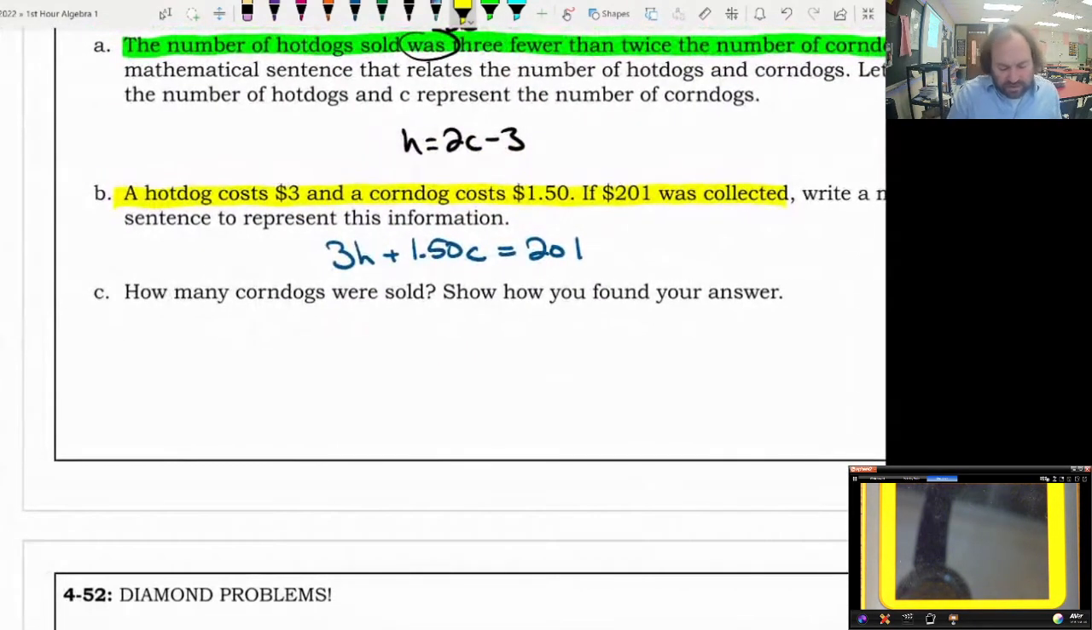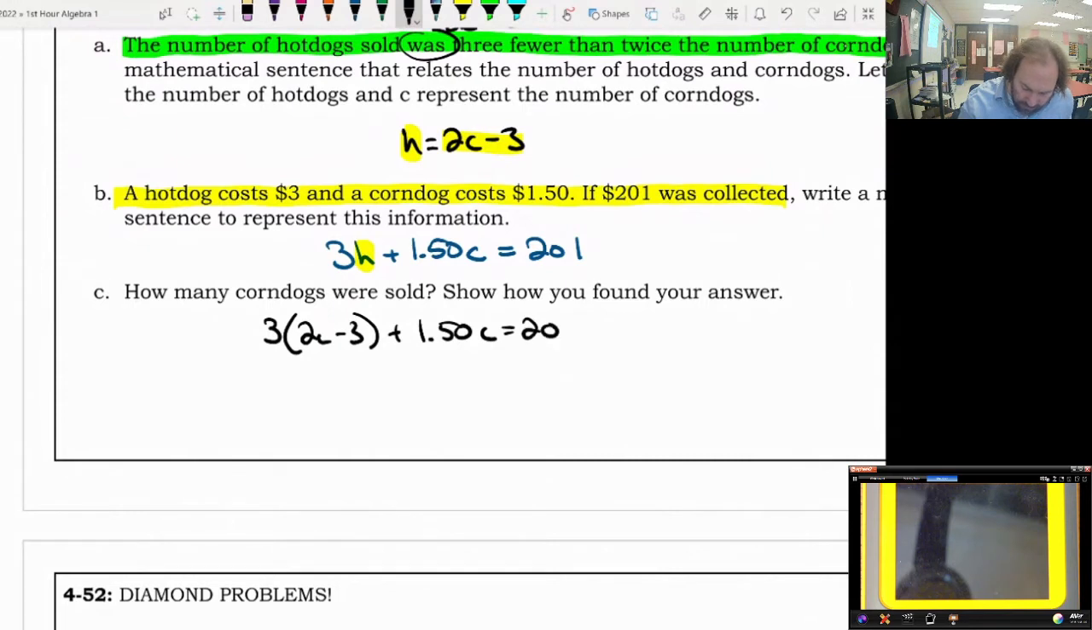Well, now we actually need to solve the equation, or solve the system. And for that, we're going to use substitution because I noticed that the top equation is H equals 2C minus 3. So we are going to replace this H in the bottom equation with 2C minus 3. It will look like this: 3 times (2C minus 3) plus 1.50C is equal to 201. These are the exact same sentence. We have said the exact same thing.